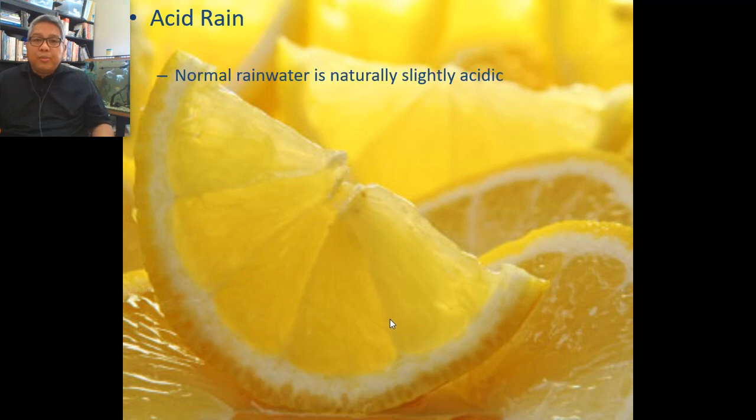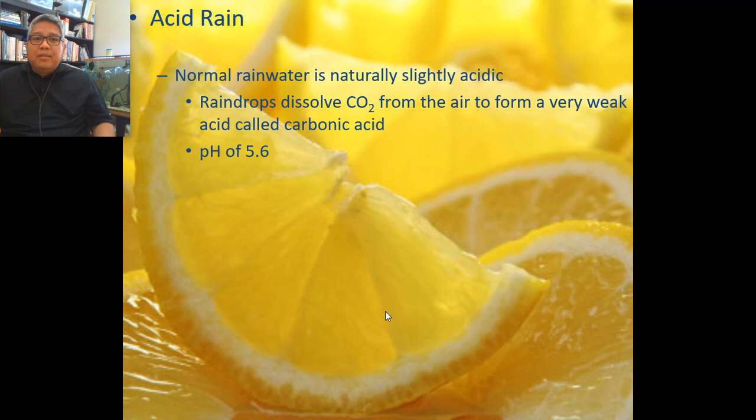Acid rain. So normal rainwater is naturally slightly acidic. Raindrops dissolve carbon dioxide from the air to form a very weak acid called carbonic acid. So basically CO2, and then if you combine that with H2O, the hydrogen from water will react to form carbonic acid. Okay, which will lower the pH of water. Now you have acid rain.